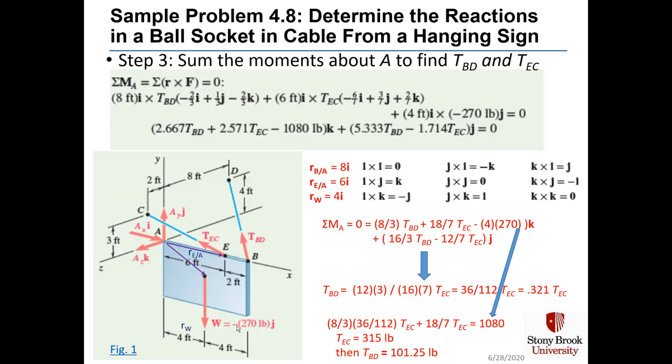Now we will sum the moments about point A, and we'll be able to find the magnitudes T sub BD and T sub EC. When we do this cross product, we're going to have to be careful that we cross our unit vectors correctly. That's why I've trotted out our unit vector cross product chart.